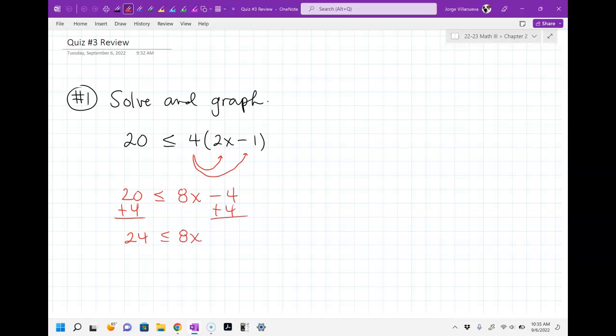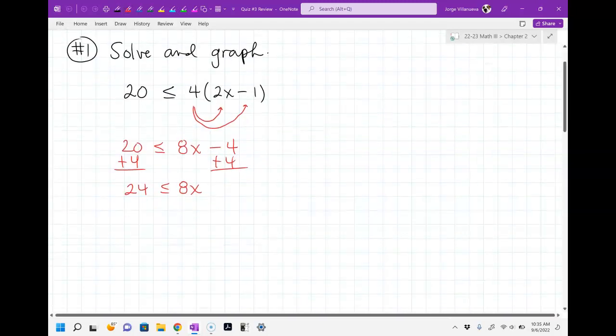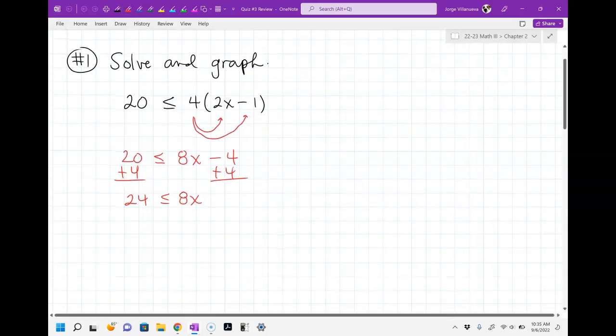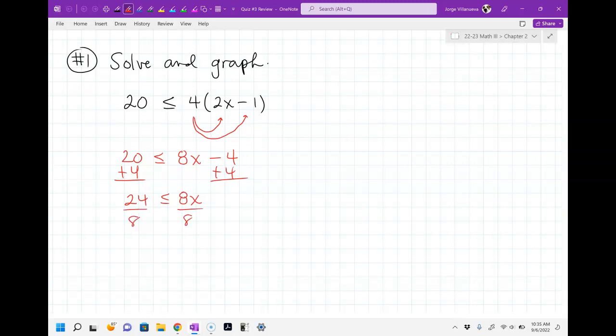Okay, and I only got one option now, right? 8 times x, that's what it says. So in order to get rid of times, I got to divide. So divide by 8. And we get 3 less than or equal to x.